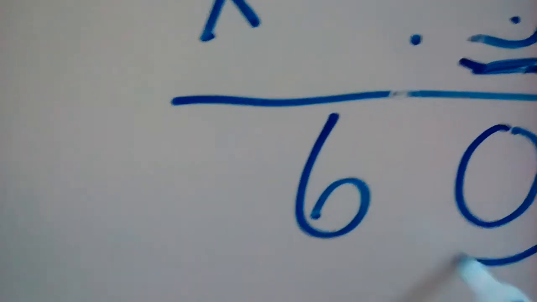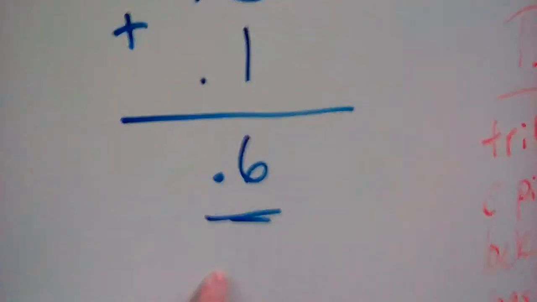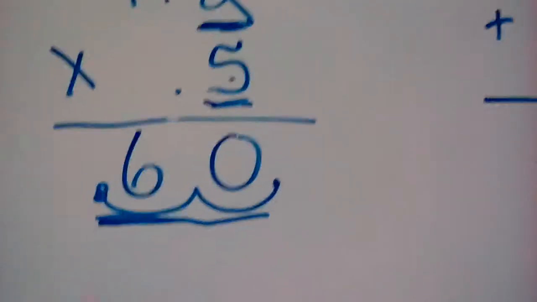So let's move my decimal. 1, 2. Oh, look at that! I got 0.6. This and this mean the same exact thing. This is 0.6. This is 0.6. They mean the exact same thing. It doesn't matter how many zeros you have after it. This means the same thing.